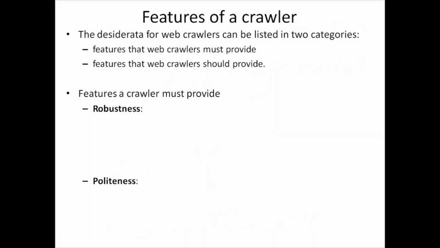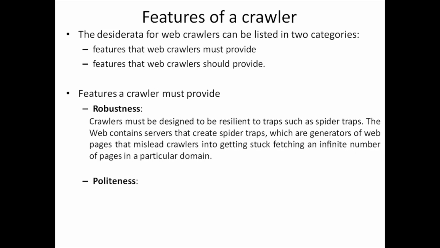Now the features of a crawler. The desiderata for web crawlers can be listed in two categories: the features that web crawlers must provide and the features that web crawlers should provide. The features a web crawler must provide are of two types: robustness as well as politeness. By robustness, it means that the crawler should be resilient to any traps. The crawlers must be designed to be resilient to any trap such as the spider trap.